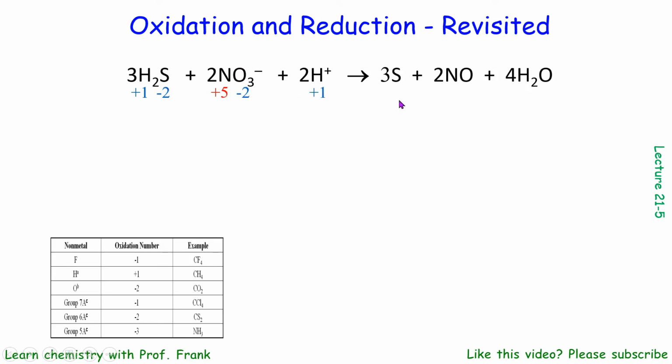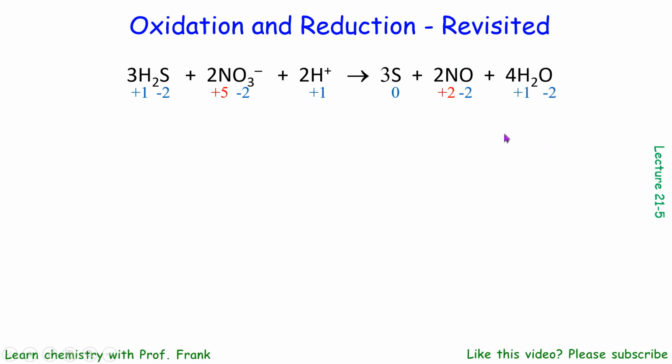Hydrogen, again, positive 1. Sulfur here is in the elemental state. If elemental state, oxidation number is 0. In nitrogen monoxide, oxide is negative 2. And then nitrogen has to be positive 2 because overall is 0. Here again for hydrogen positive 1, oxygen negative 2.